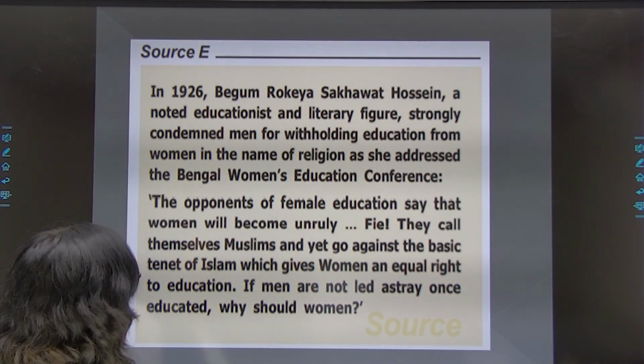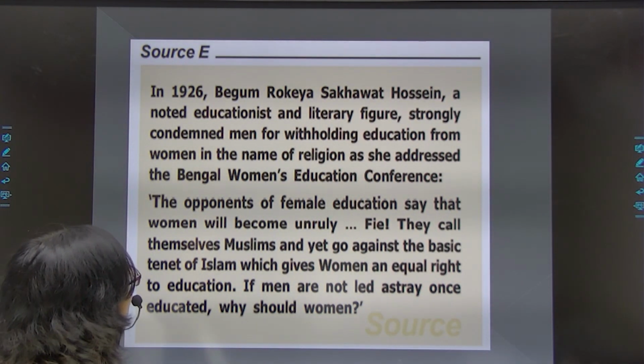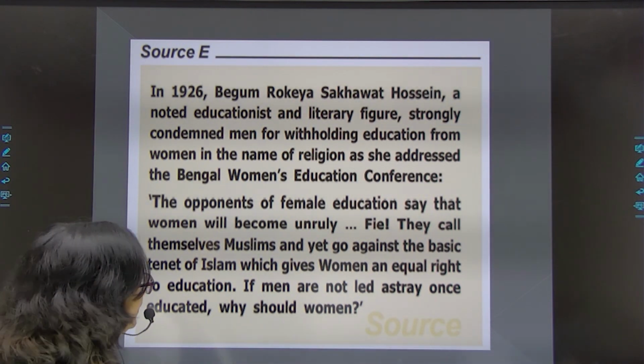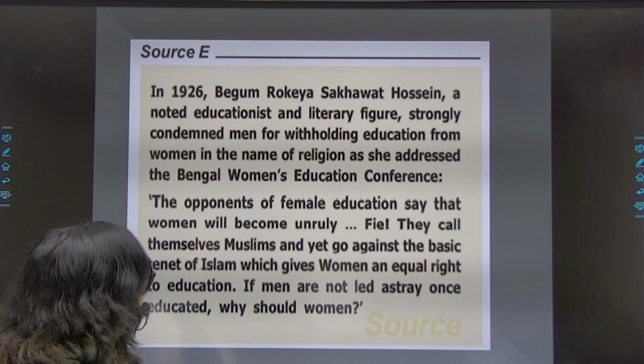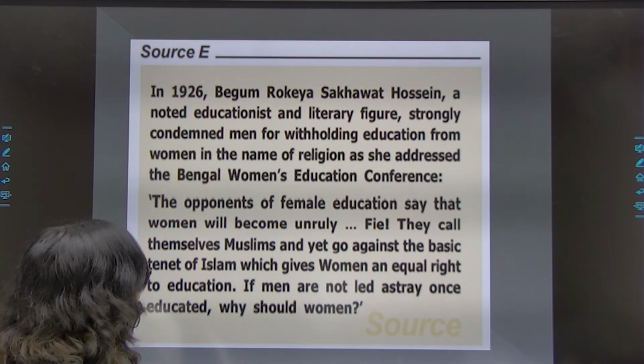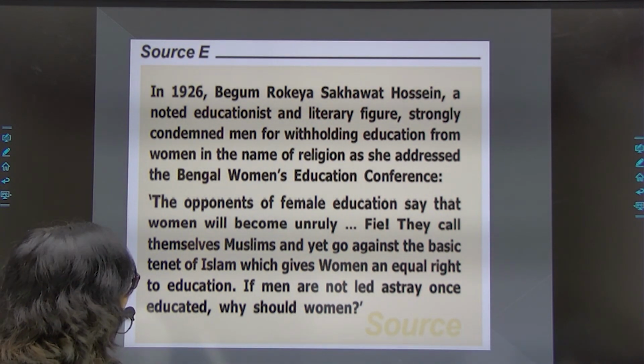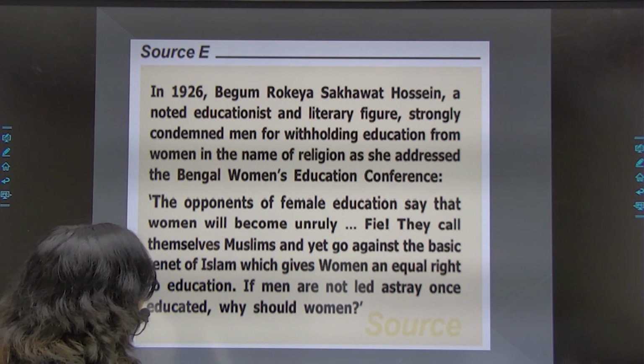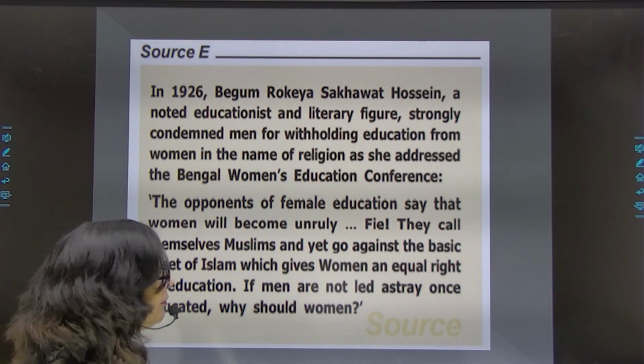Okay? Now look at her words. The opponents of female education say that women will become unruly. They call themselves Muslims and yet go against the basic tenet of Islam, which gives women an equal right to education. If men are not led astray once educated, why should women?